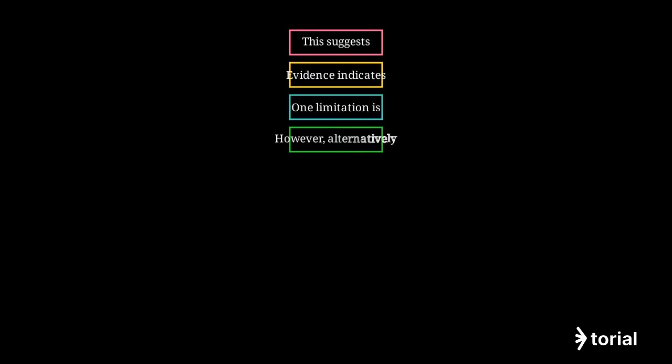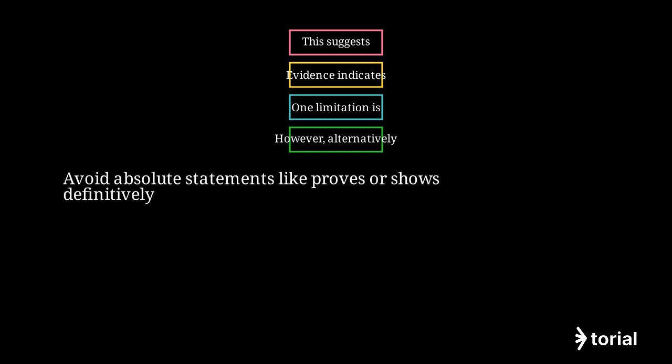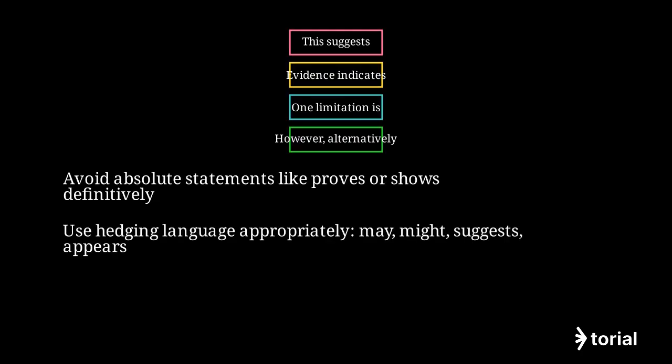Expert psychologists use specific language patterns to express critical analysis. Use phrases that signal analysis rather than simple description, such as suggests, indicates, limitations, and alternatives. Avoid absolute language like proves or shows definitively, as research findings are always probabilistic and subject to interpretation. Use appropriate hedging language such as may, might, suggests, or appears to reflect the tentative nature of scientific conclusions.